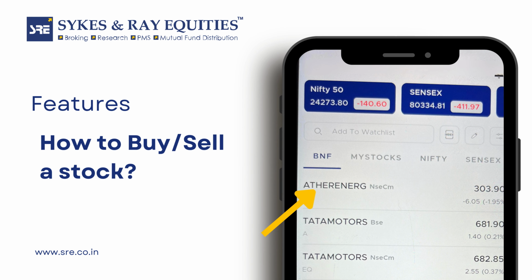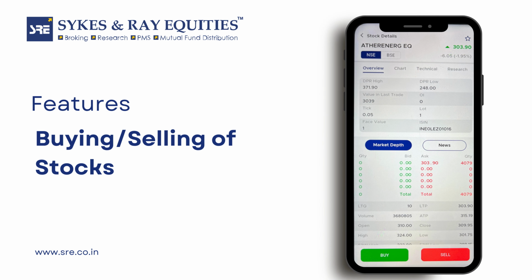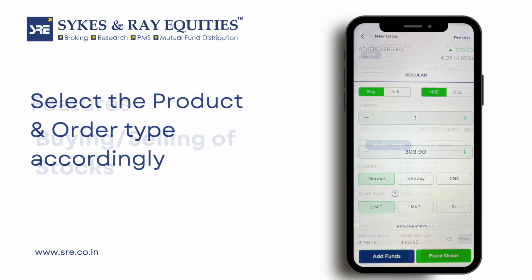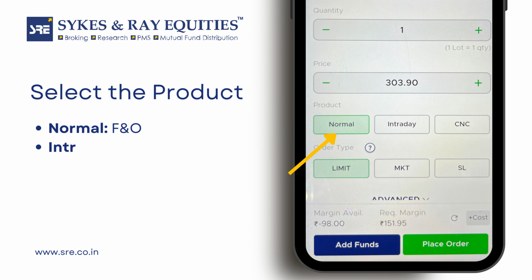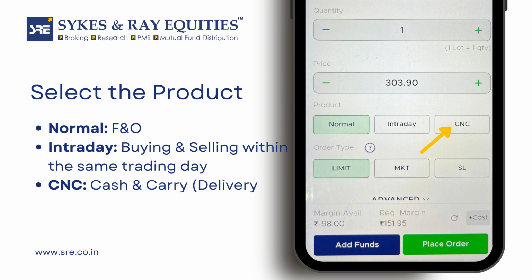How to buy or sell a stock. Click on the stock you wish to buy or sell. Click on Buy or Sell. Select the product and order type accordingly. Normal means F&O, intraday means buying and selling within the same trading day, CNC means cash and carry, delivery.